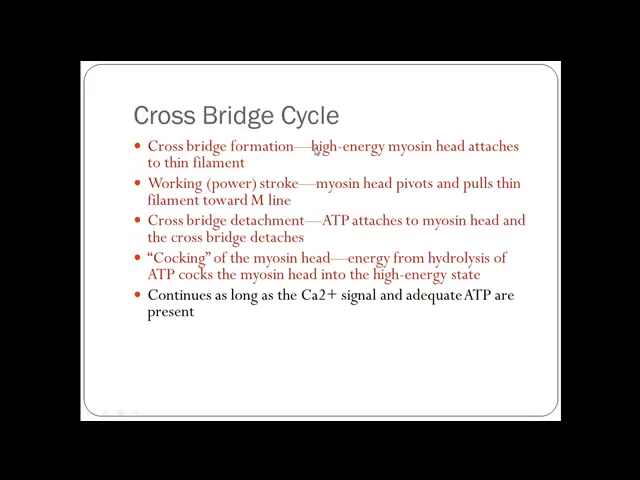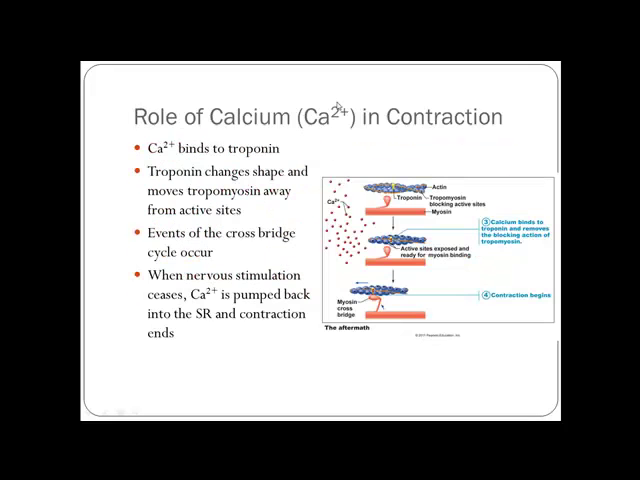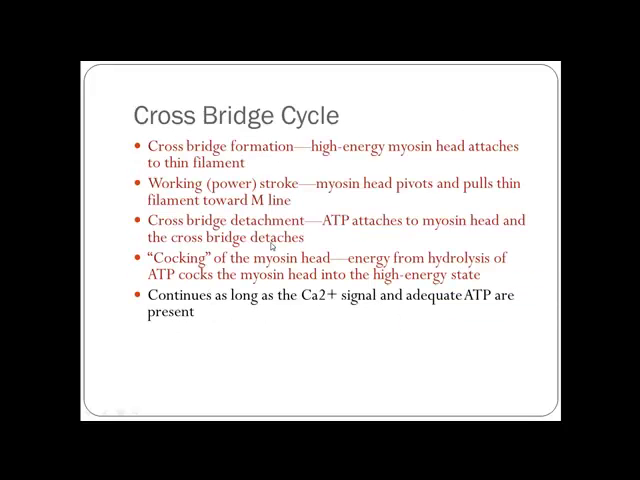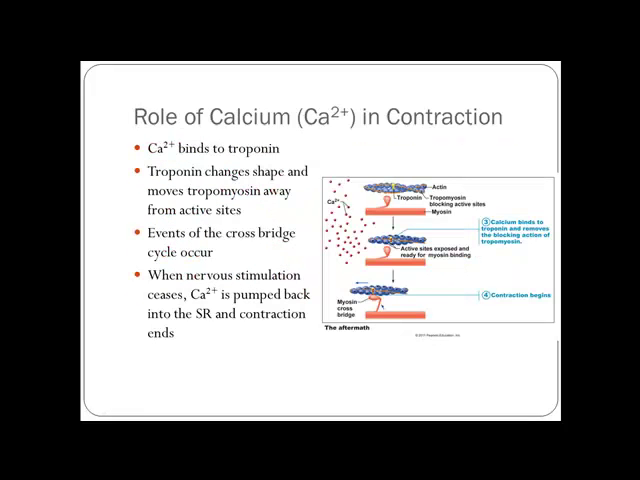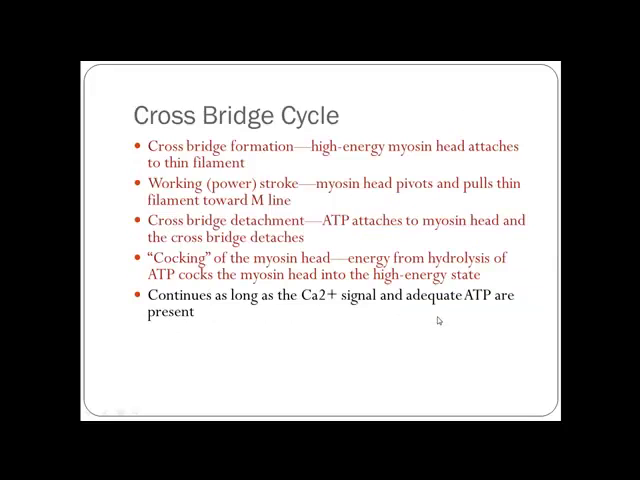Okay, so cross bridge formation: the high energy myosin head attaches to the thin filament. You see that? So my myosin head will attach to the thin filament. When we detach the myosin head from the actin, we're going to use an ATP. It'll connect here and it'll detach. I think I have that in the next picture.